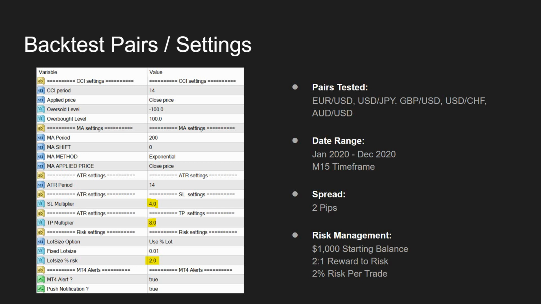We've gone with the standard 2-pip spread, which is quite a wide spread considering the number of brokers that are out there doing a less than a pip spread on the majority of the majors, such as Euro USD, where you're getting like 0.2, 0.3 pips. But again, I wanted to go slightly outside of that range. So like I said, starting balance $1,000, 2-to-1 reward to risk, and 2% per trade.